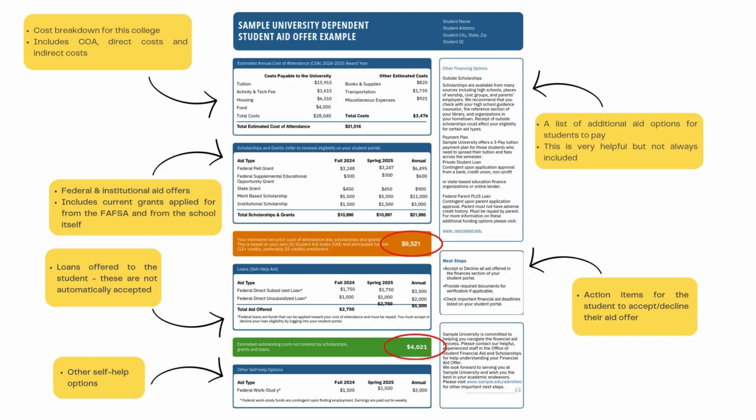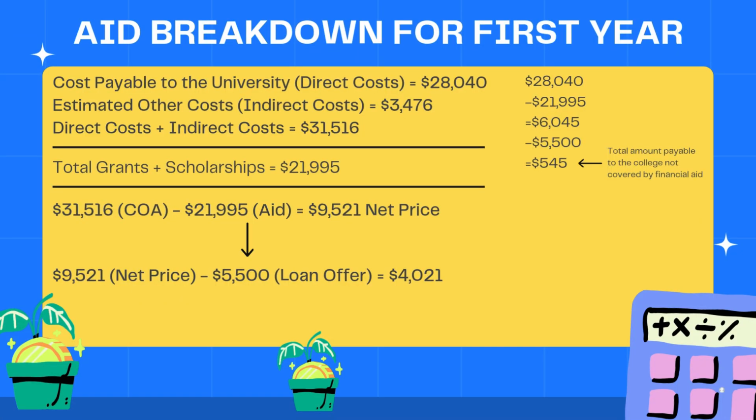So, in this case, the student would need to accept or decline all of their aid. That includes the grants, the scholarships, and the loans. So, very important to make sure you are reviewing everything and being diligent when looking over your financial aid award letters. Now that we have taken a look at the overarching letter and the layout of the letter, let's actually do some of the math breakdown here for this student's individual aid offer.